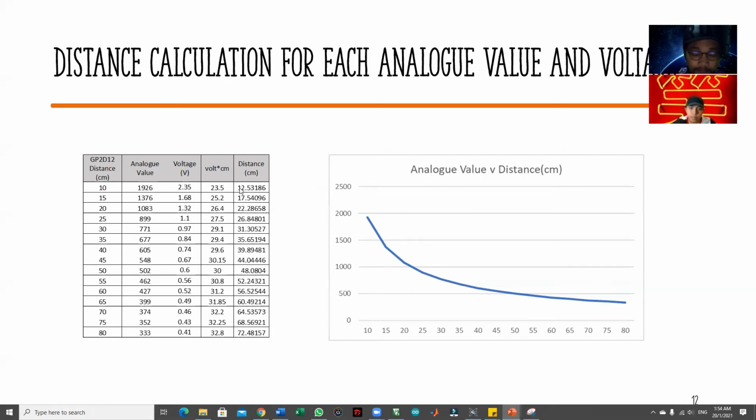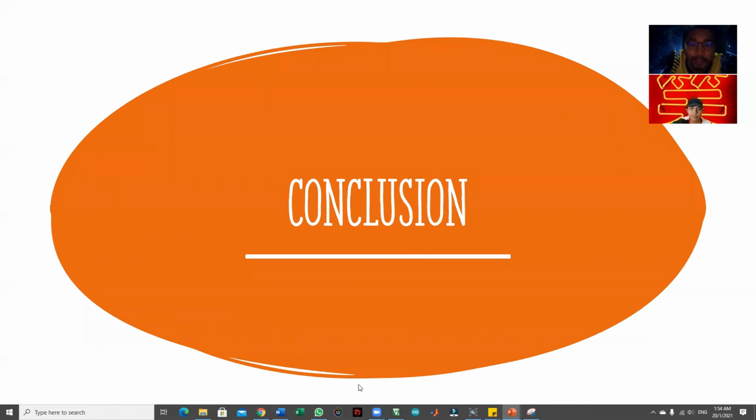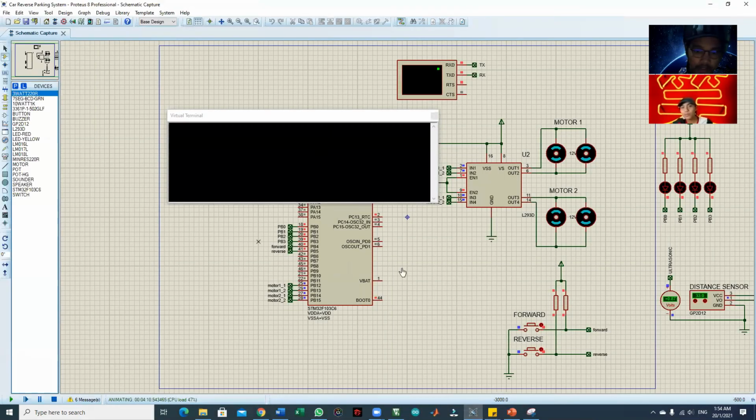This is the distance we calculated. You can see the deviation of the 2 centimeter on the first. If you want to calculate the 10 centimeter, you will get 12.50.186 if you set it on the Proteus. And this is our calculation up to the 80, you get 72, and this is the real distance. Okay, now I will show you on the Proteus.